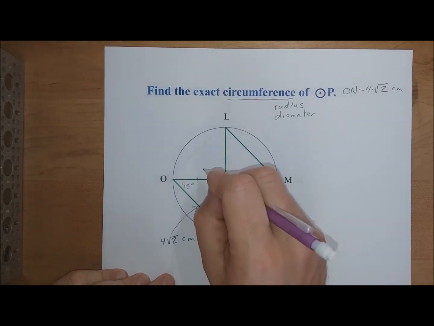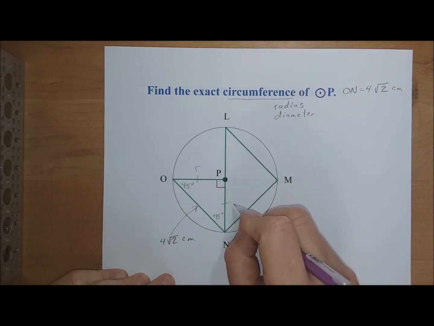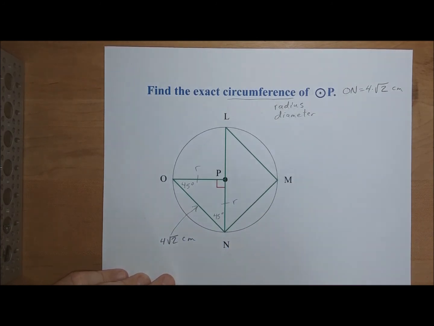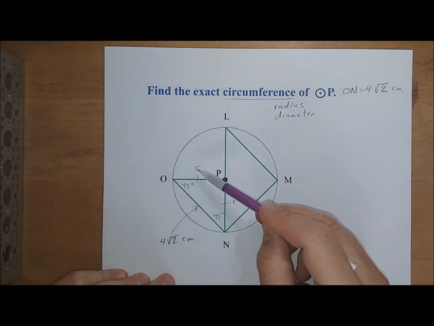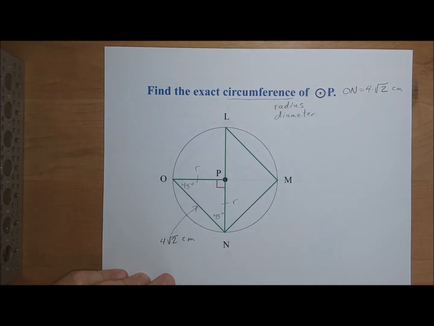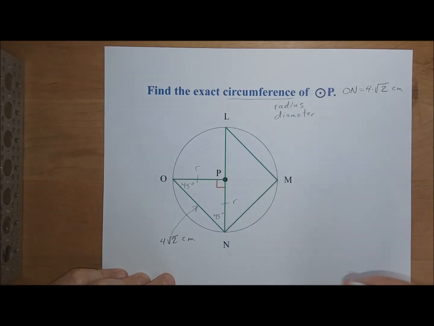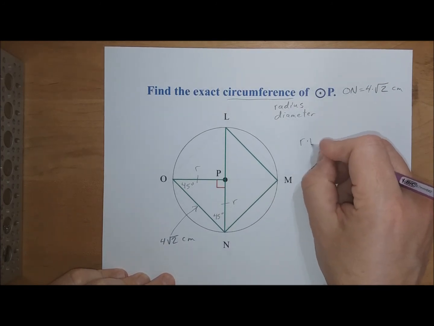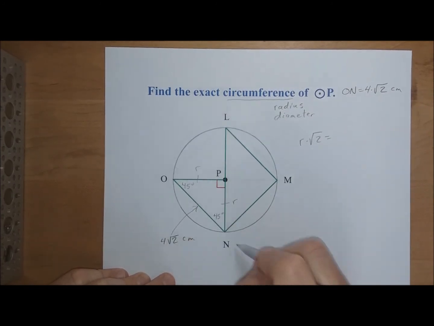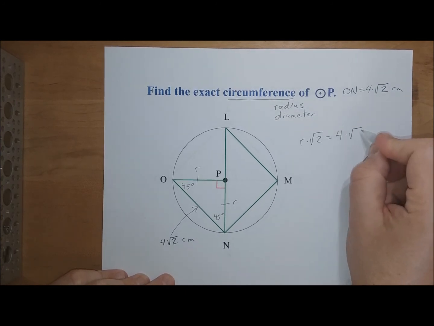If you didn't, you could say, well, I'll call this R, and that means this is also R. And you can run through your Pythagorean theorem if you want to. You can say R squared plus R squared equals 4 square roots of 2 squared. But if you remember the shortcut from our trigonometry unit, you remember that I multiply a leg by the square root of 2 to get the hypotenuse. So R times the square root of 2 gives me the hypotenuse, 4 times the square root of 2.